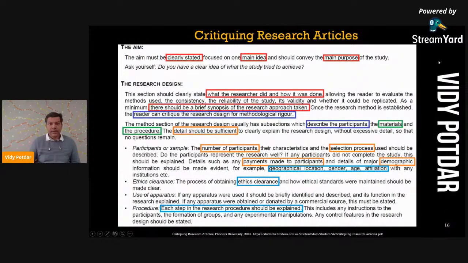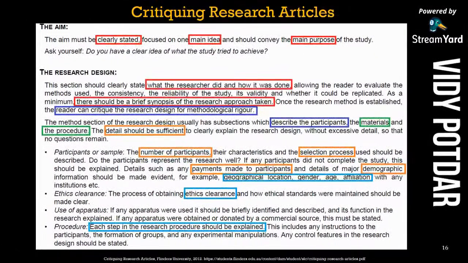Okay, next we are going to look into how to criticize, evaluate, or review the aims of an empirical study as well as the research design. So let's look into it now. Like I said at the beginning, in the introduction as well as in the abstract, the aim of the research must be clearly stated. It has to convey the main purpose of the study.